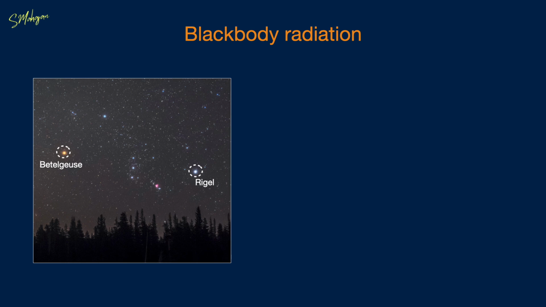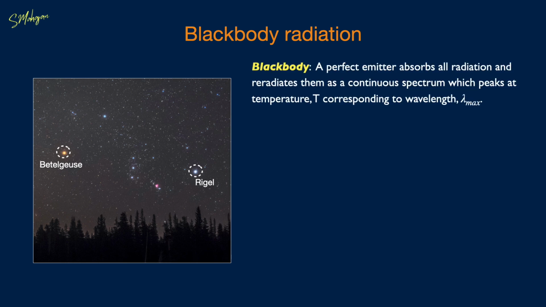An ideal emitter is one which is capable of absorbing all energy incident on it and re-radiates it with a characteristic spectrum. Since this emitter reflects no light, it is called a black body, and the radiation it emits is known as black body radiation. Roughly speaking, stars and planets are black bodies.